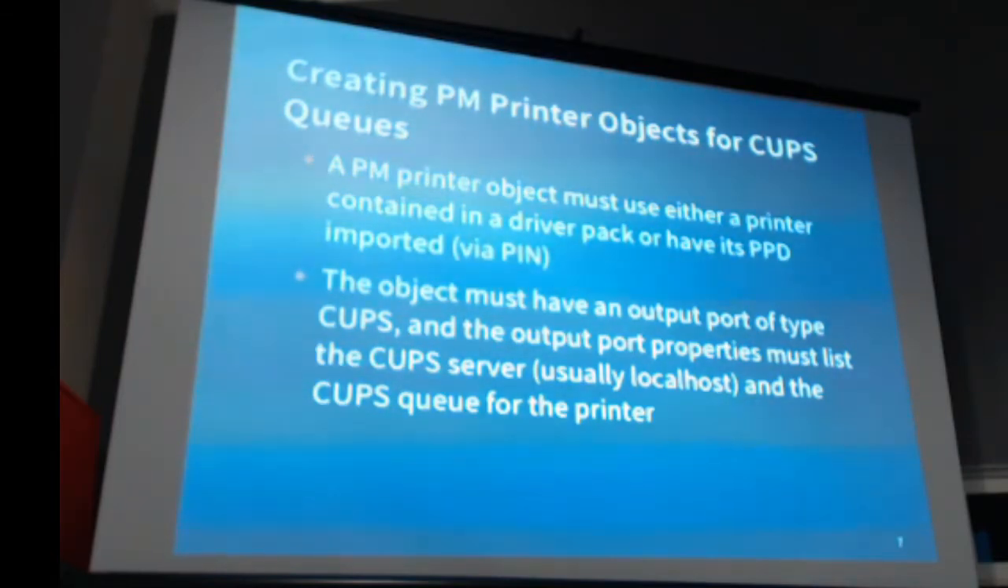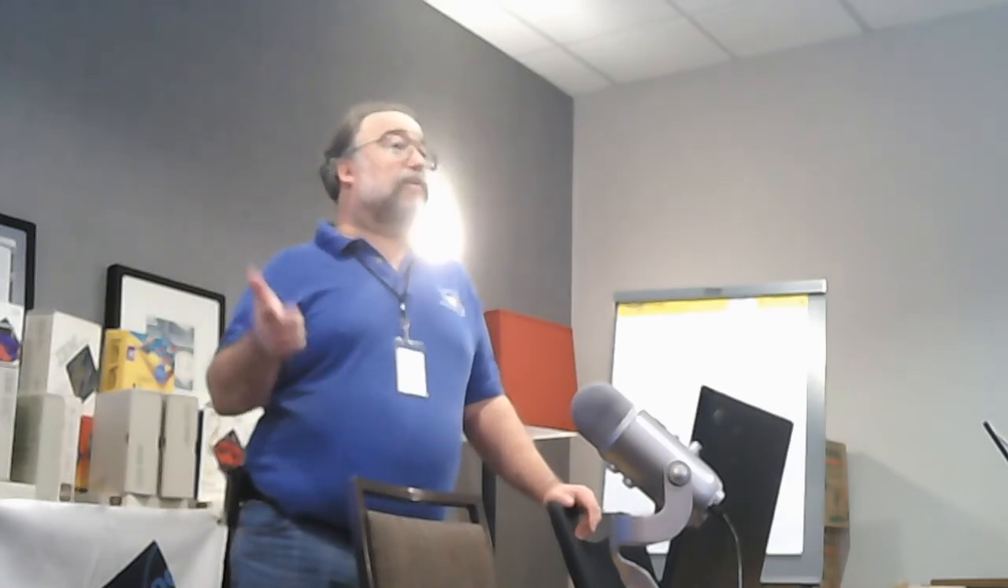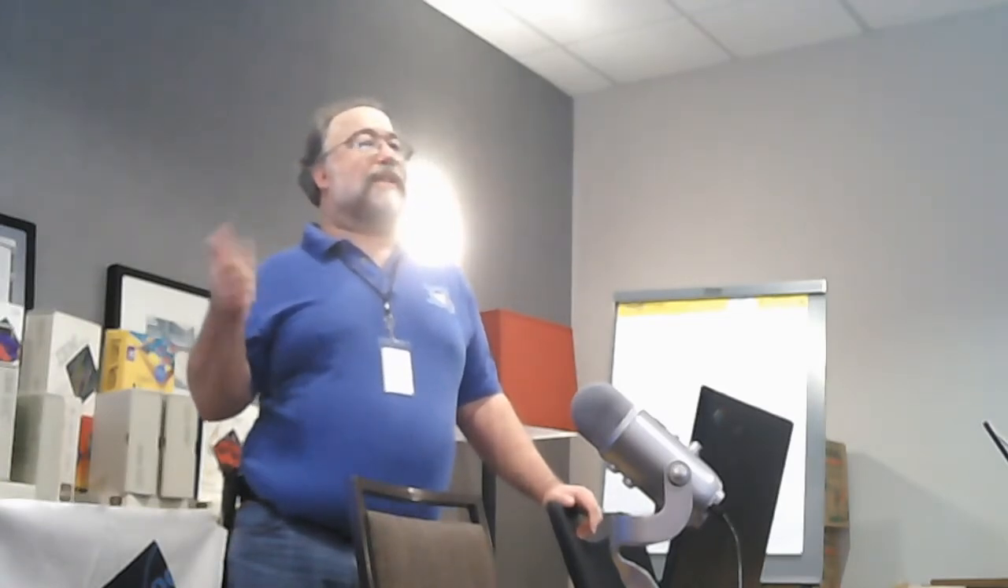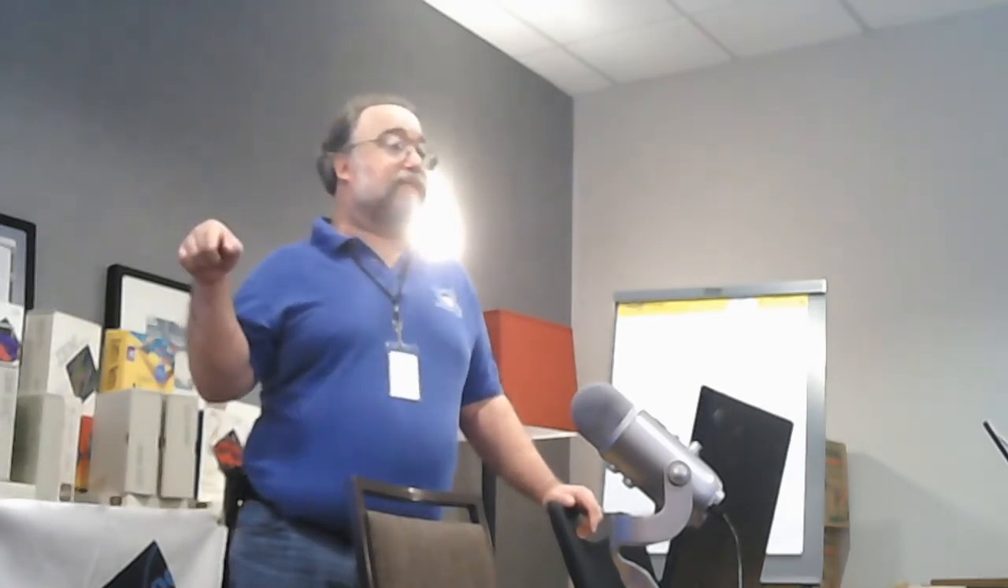When you create the object, it goes to an output port called CUPS, and the properties of the CUPS output port are the server handling that CUPS queue and the name of the queue, which is the name of the CUPS printer. That's how PM knows where to send the data that it receives for that printer.